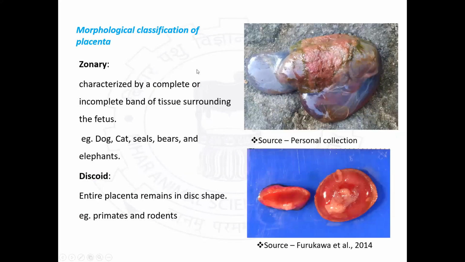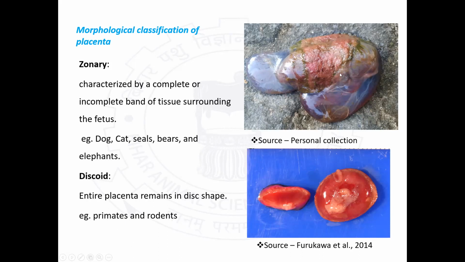Now coming to the zonary placenta, look at this zone. This is again our case only. It is not from anywhere else or from a book. It is just one dog that was admitted to our TVCC, and it was aborting actually. So we collected this structure just in order to show you all. So this is the zone. You see. Okay. So there is a complete or incomplete band.